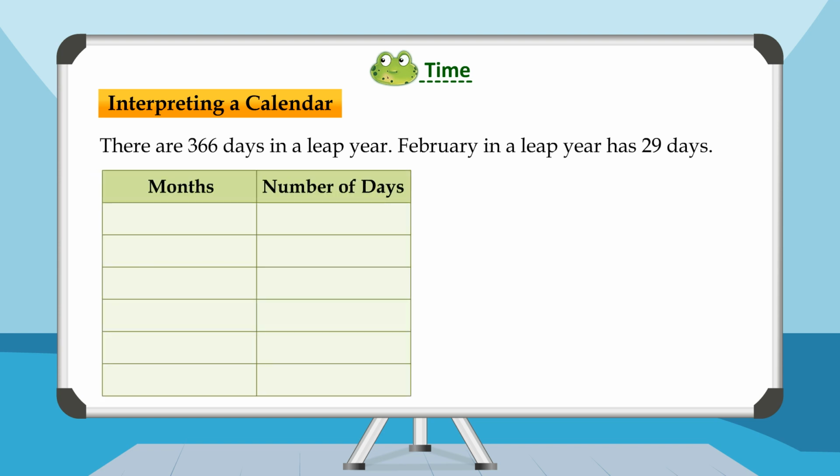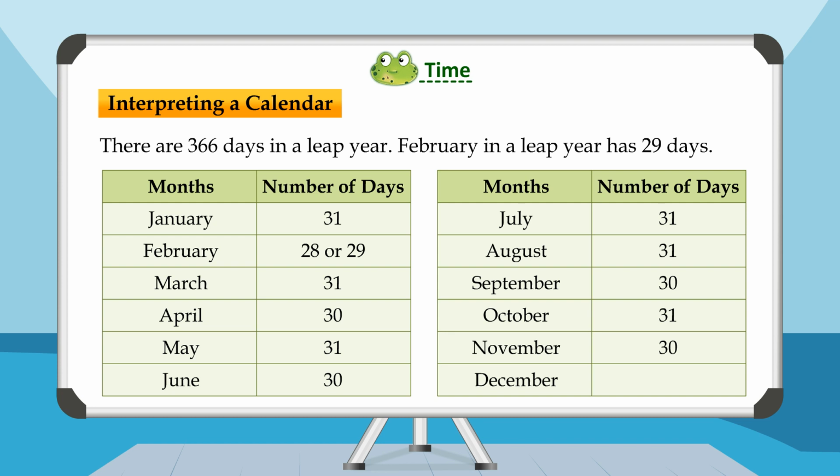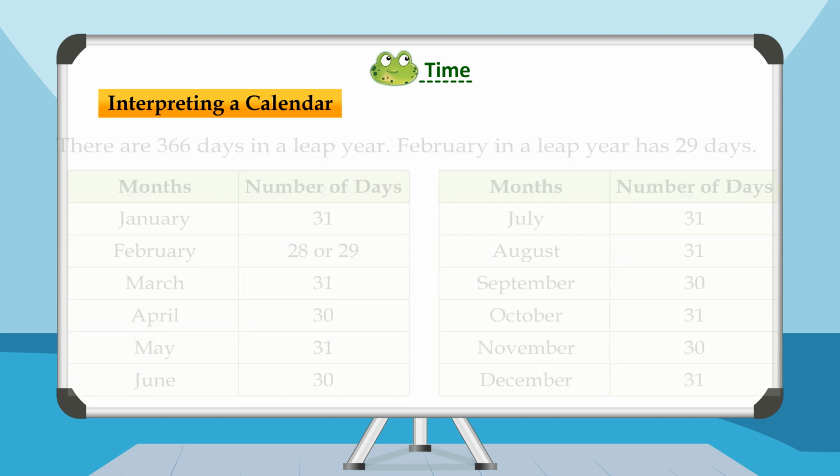Months, number of days. January, 31. February, 28 or 29. March, 31. April, 30. May, 31. June, 30. July, 31. August, 31. September, 30. October, 31. November, 30. December, 31.